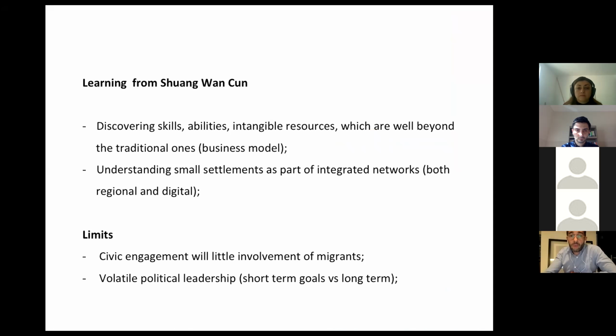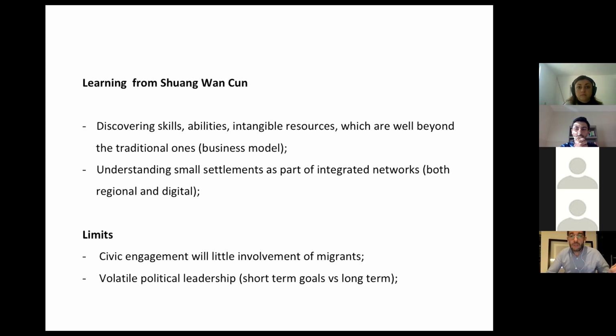But what we learned from this case, and hopefully this could be something that can be applicable also in your case, is that there's a need to discover those skills, abilities, and intangible resources which are somehow well beyond the traditional ones, but are part of the culture of the place. As I said before, in the case of Shuangwan, this was basically an interesting business model based on home-based enterprises. And also understanding those settlements as part of integrated networks well beyond the locality, so either embedded in regional development opportunities or strategies, or even in digital networks.